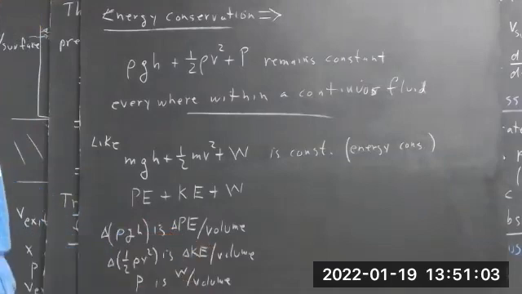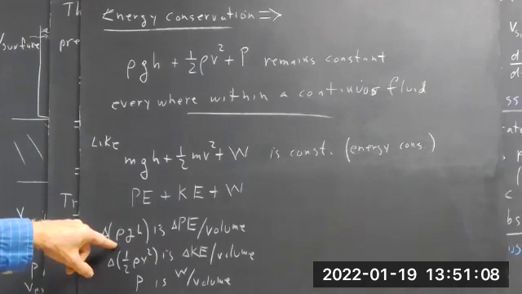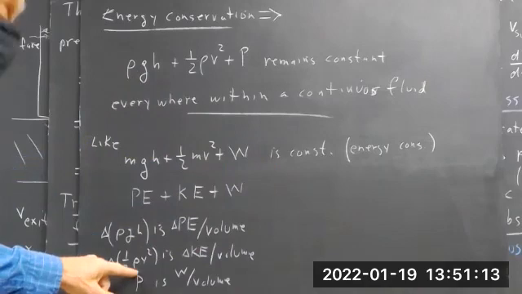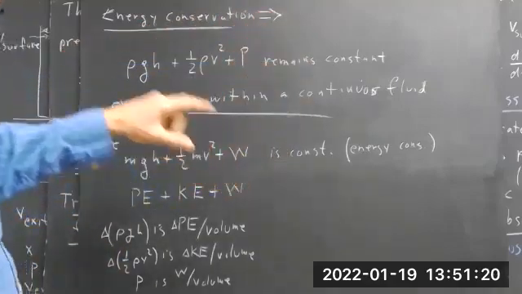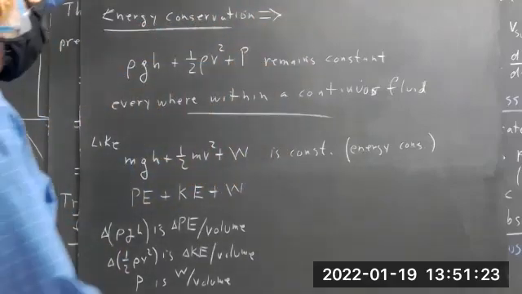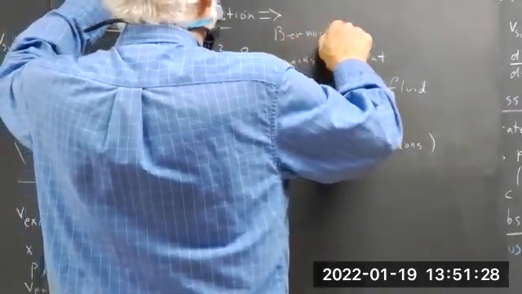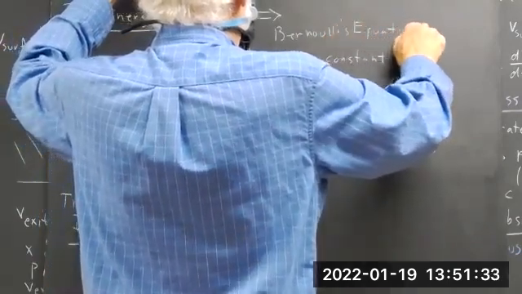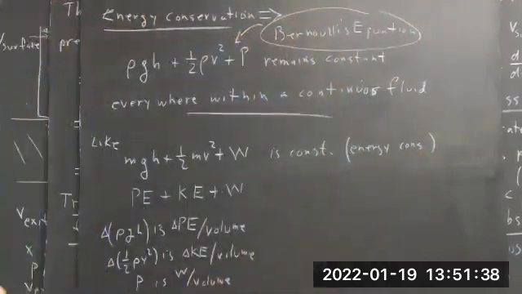Okay. Why is this potential energy per volume? Well, if you multiply rho gh by volume, you get mgh, right? Because rho times volume is mass. Same thing here. Here it's a little more complicated, except it's conservation of energy. This is Bernoulli's equation.